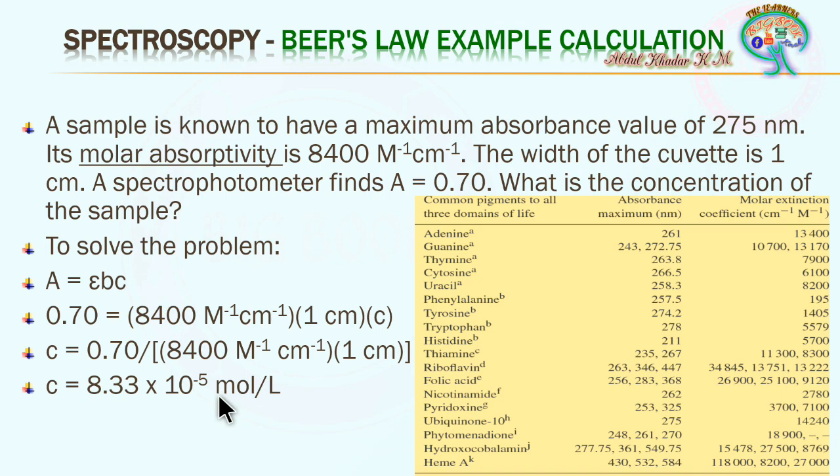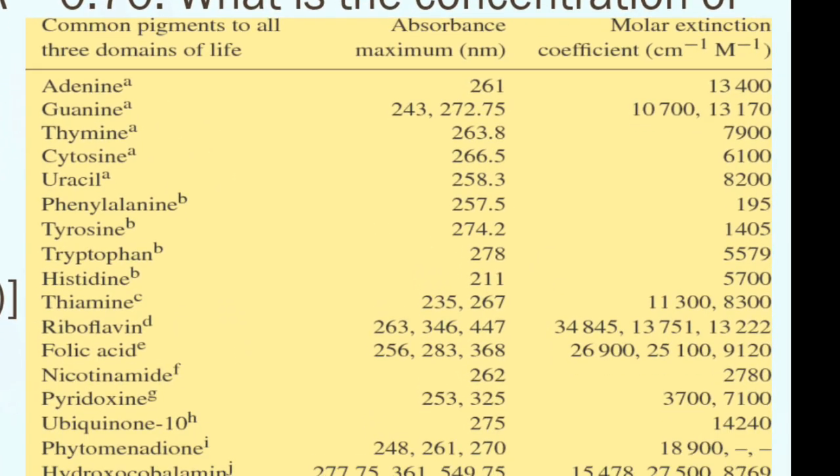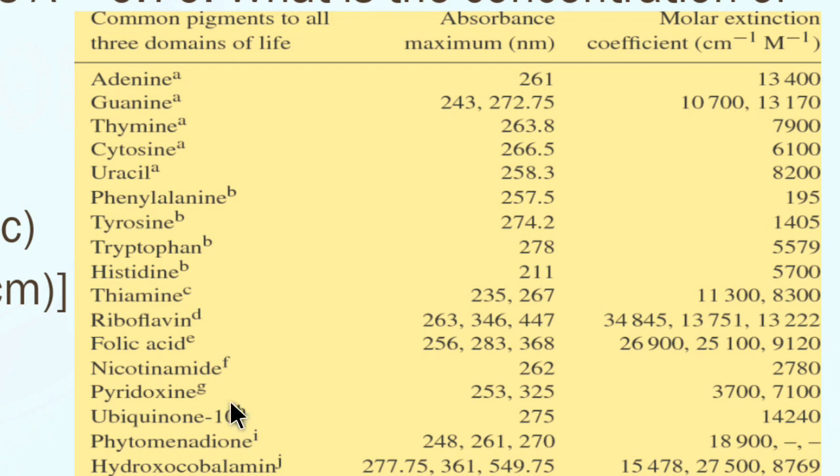Now I have taken a chart after a long struggle. Here you can see different chemical species, common pigments to all three domains of life. They are given with absorbance maximum in nanometers and molar extinction coefficient, which is again called molar absorptivity or molar absorption. Adenine always shows the rise in peak at 261 nanometers, so its molar absorptivity or molar extinction is 13,400.